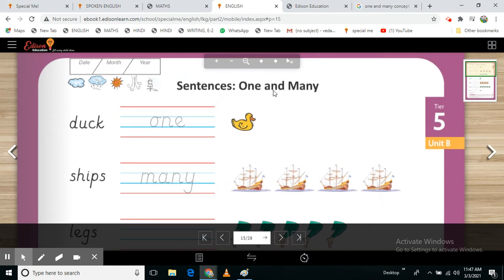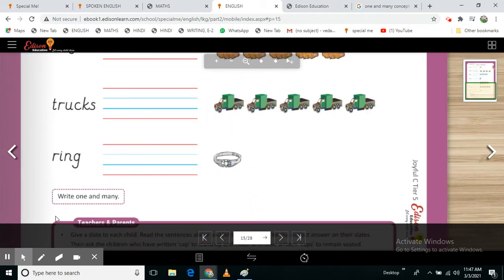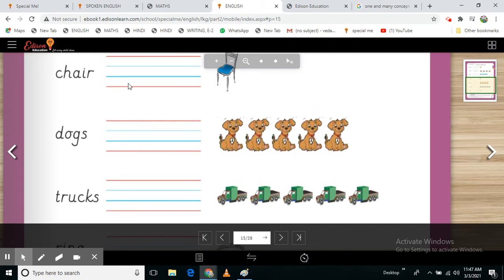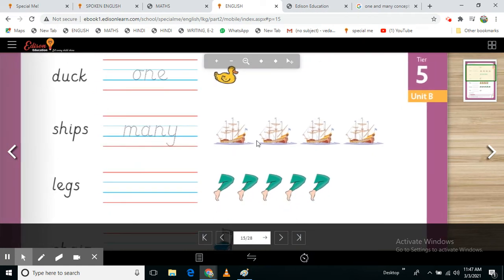Now sentences, one and many. Okay. Now see, is this one duck or many ducks? Yes, one duck. So you have to write over here one duck. Okay. Write one and many. So take your pencil and you have to write over here one, O-N-E, one duck.